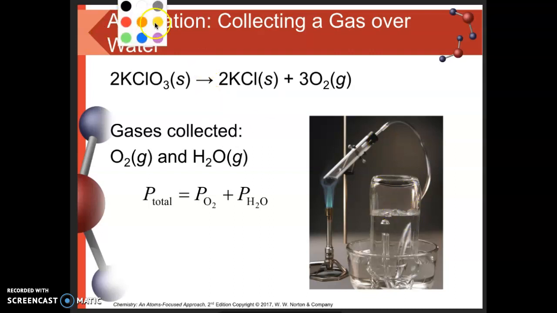And so not only do I have oxygen, I also have water vapor in here as well. And so if I measure the pressure inside of this bottle, which I can assume is pretty close to atmospheric pressure, I can't really know how much oxygen is here until I know how much water vapor is there. And that's where those vapor pressure values and those tables of values can come in handy. And so let's take a look at an example of a problem like this.